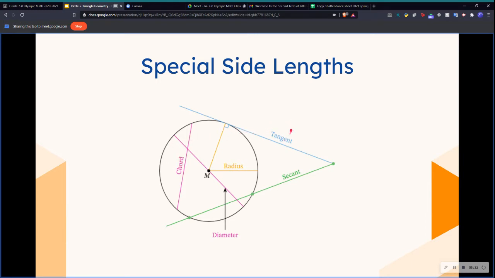Right? And then the last special line, this one's a bit more important. This is called a tangent line. A tangent line is like a secant, except it only intersects the circle at one point while fully extended. So you can see right here, the tangent line only intersects the circle at this point right here and nowhere else. Right? Any questions about these lines?